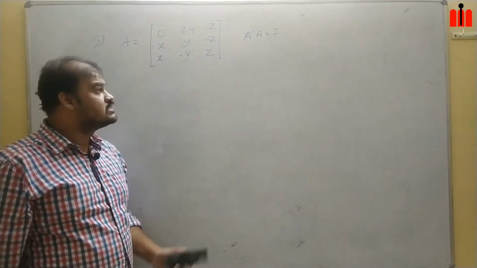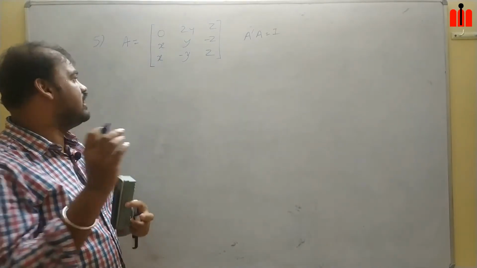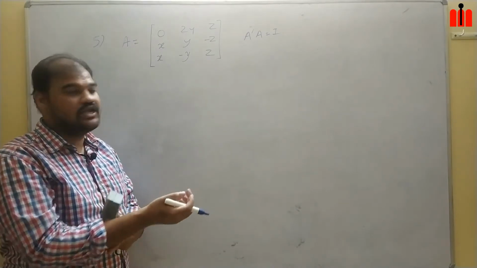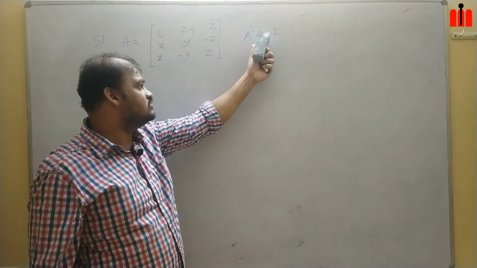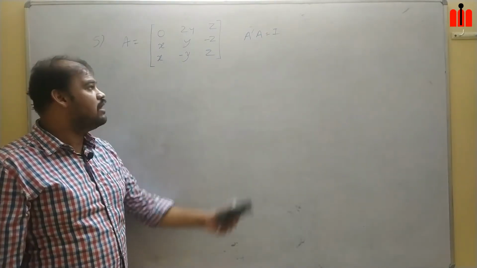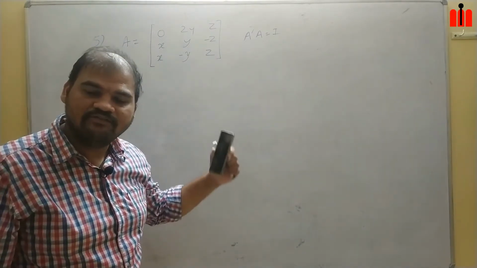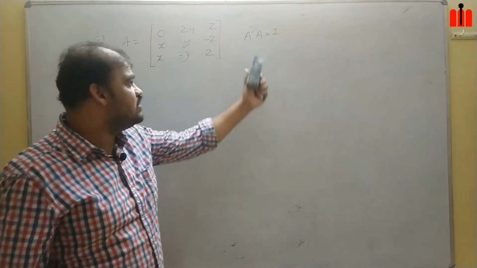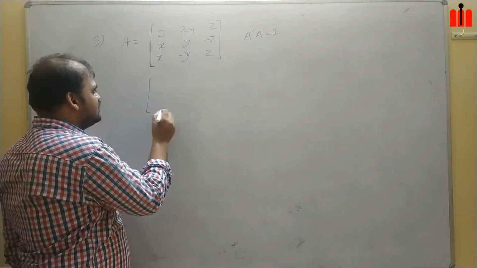My fifth problem says A is a matrix [0, 2y, z; x, y, -z; x, -y, z]. If this is the A matrix and it is given that A transpose into A is I, then we have to find the values of x, y and z. What we have to do? We have to find the values of x, y and z by using this condition. So let's do that. So A transpose into A, what will be?